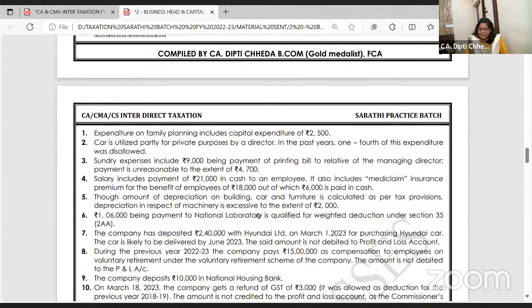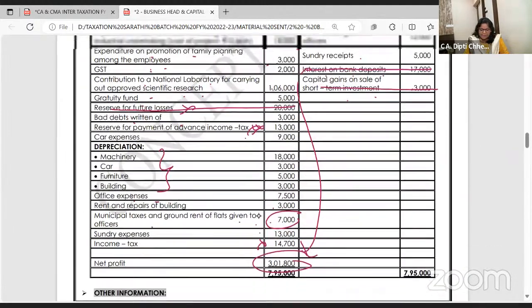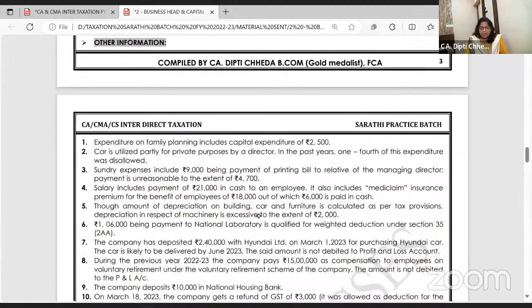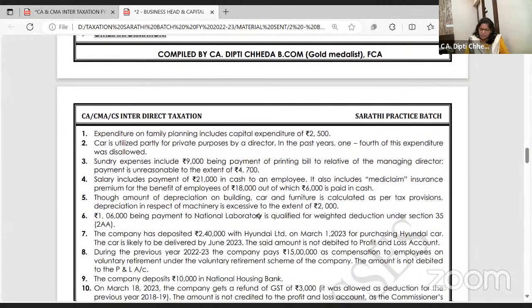Expenditure on family planning includes 2,500 capital. What's total expense? 3,000. Matlab 500 is what? Revenue, fully allowed. Or capital expenditure 2,000. 500 का कितना allowed होगा? 1/5. That's coming to how much? 500.